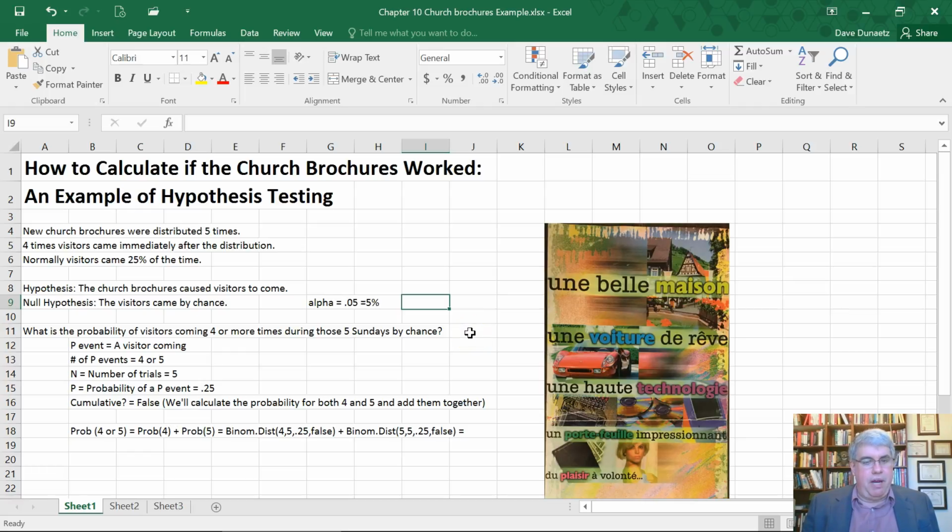So we need to calculate the probability of visitors coming 4 or more times during 5 Sundays by chance. Now, the way that we've phrased this is a binomial distribution. Visitors either come or they don't come on a Sunday morning, and there's a 25% chance that they're coming. So the P event that we're interested in is a visitor coming. The number of P events that we want to calculate the probability for is 4 or 5, because we want to know the probability that visitors would come on 4 or 5 Sundays during a 5-week period. The number of trials is 5. We're looking at the 5 weeks that we distributed the brochure. And the probability of a P event happening by chance, a visitor just coming, is 0.25 because they came 1 out of 4 Sundays. And cumulative is going to be false.